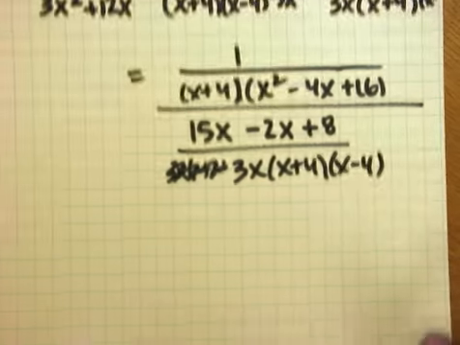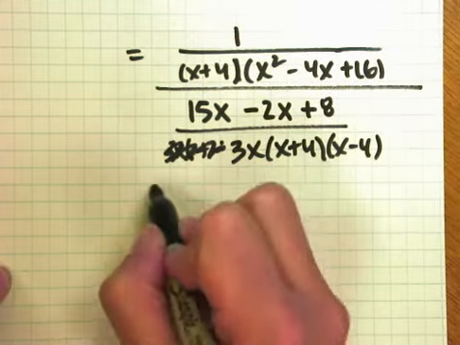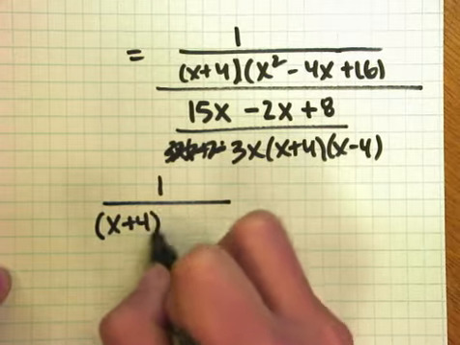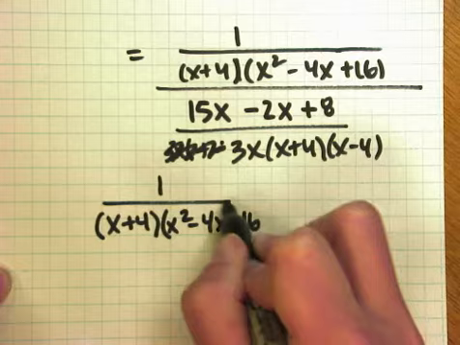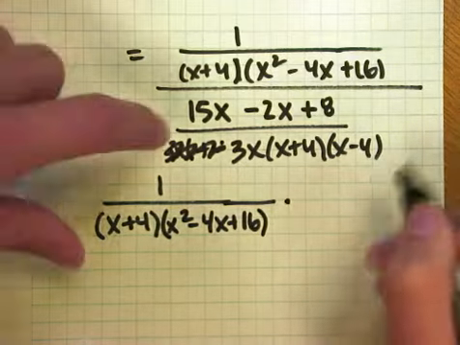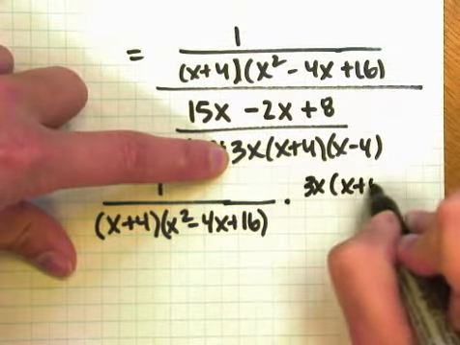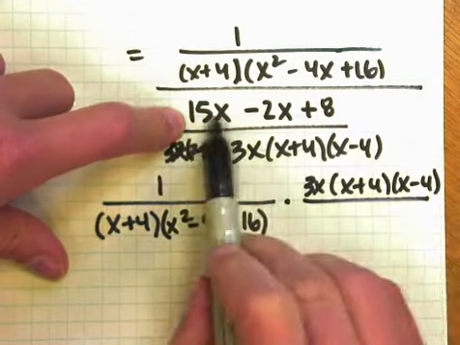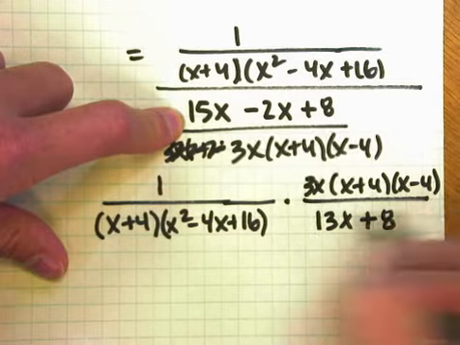Okay. Now, let's see, I can put the 15x and the 2x together. I'm just going to do that in my head. I'm also going to flip the bottom and multiply. Dividing fractions is easy as pie. Flip the bottom and multiply. So when I flip the bottom fraction, I'm going to have the 3x times the x plus 4 times the x minus 4 on top. And then 15 minus 2x gives me 13x, and that plus 8 doesn't change.